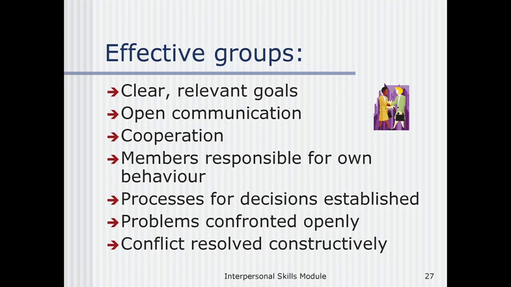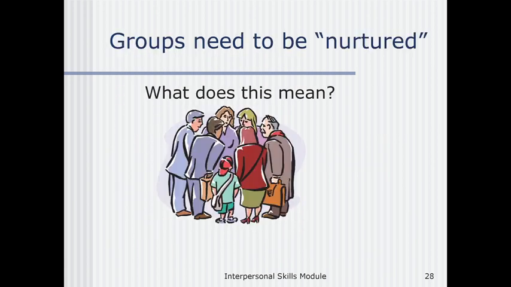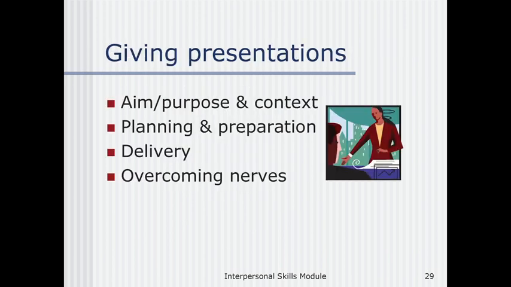An effective group can achieve a lot, with clear and relevant goals, open communication, cooperation, and members responsible for their own behaviors. There is an established decision process, and problems are confronted openly so that they can be solved very easily, and conflict is resolved constructively by the use of feedback or organized meetings, so that it cannot rise again. So groups need to be nurtured. That is what it means. Everyone should be given an equal opportunity, whether a small member of a team or a great member of a team; there should be equal opportunity among them.